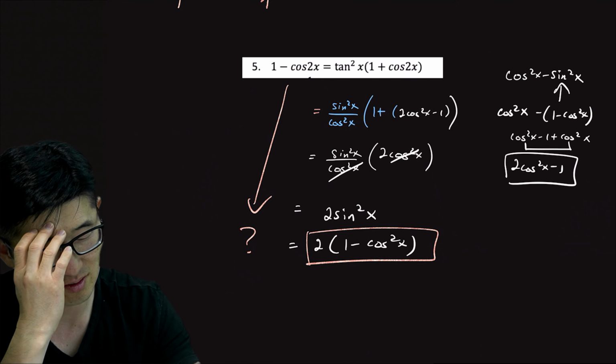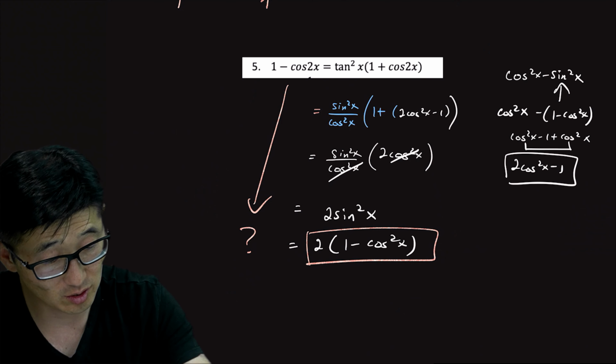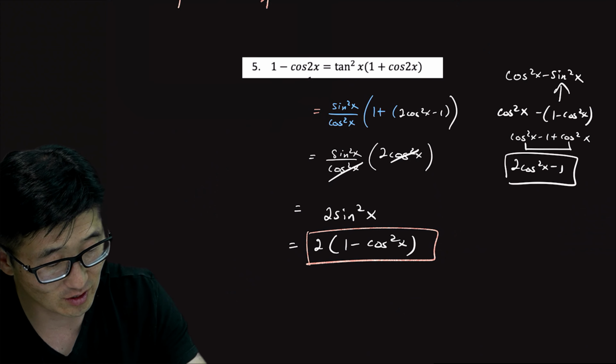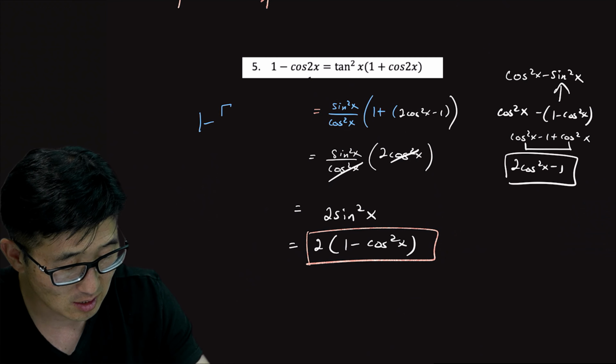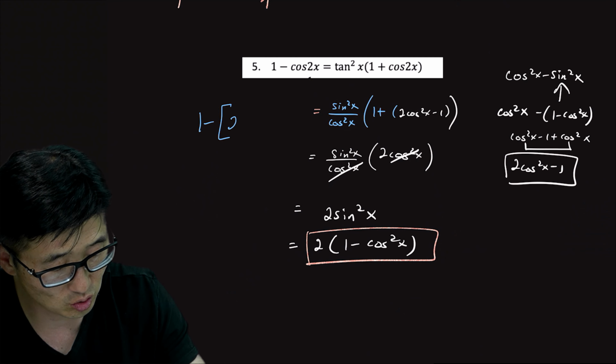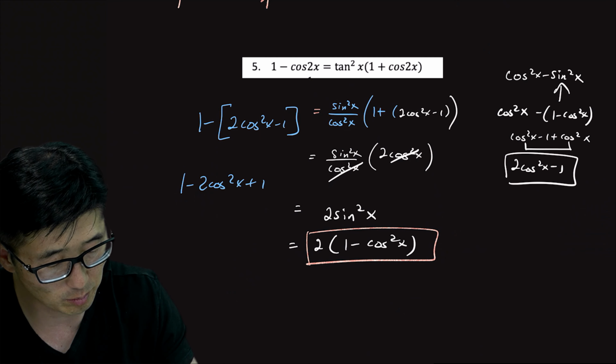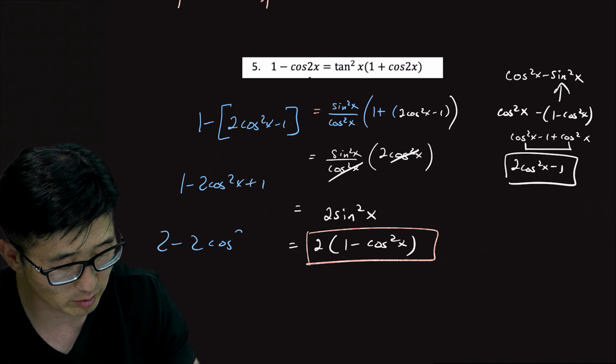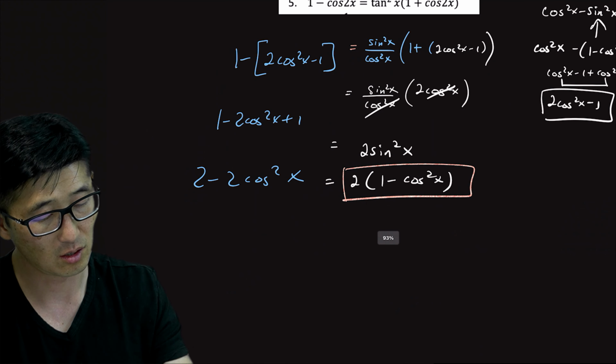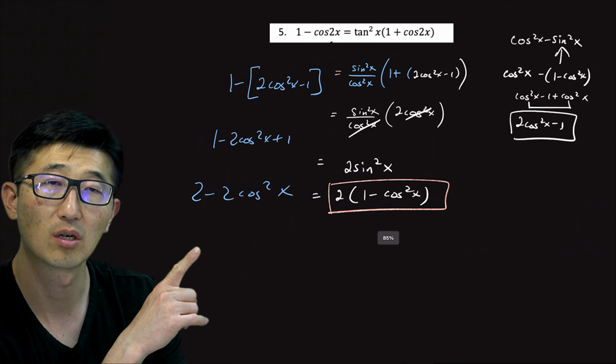Does it? Well, here, you know what? I can verify right now. So watch, 1 minus cosine 2x. I could turn that into 2 cosine squared x minus 1. That becomes 1 minus 2 cosine squared x plus 1. 1 plus 1 is 2. 2 minus 2 cosine squared x. Oh, it does work.